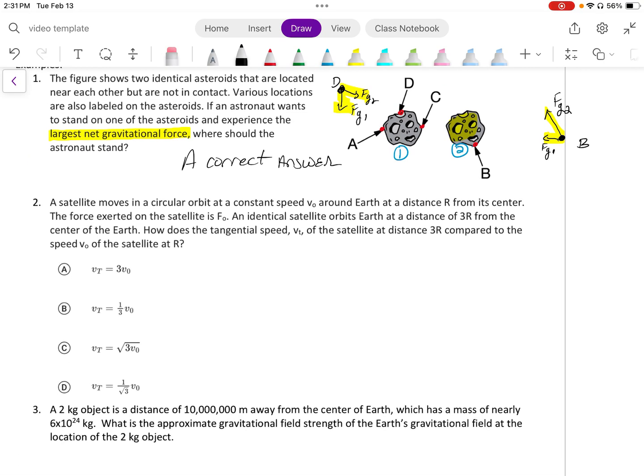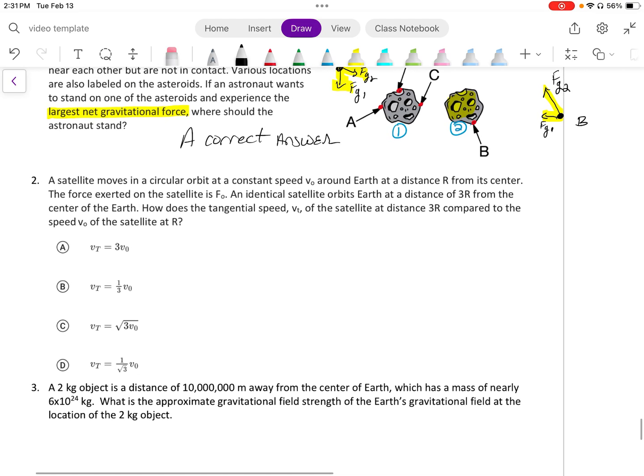We've got a satellite that moves in a circular orbit at a constant speed v0 around the Earth. Let's draw a picture. Here's Earth. Here's my satellite. It's a perfect circle, we assume, unless otherwise told. I'm at some distance r. This is r from the center of Earth. You see it says center. The force exerted on the satellite is F0. So if I were to draw a dot, the only force acting on it is F0, which is the force of gravity from Earth.